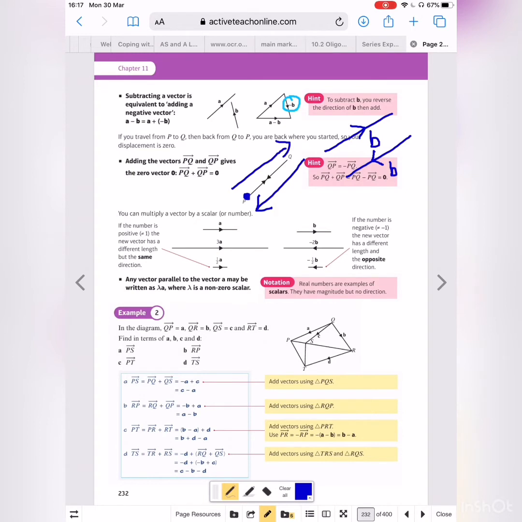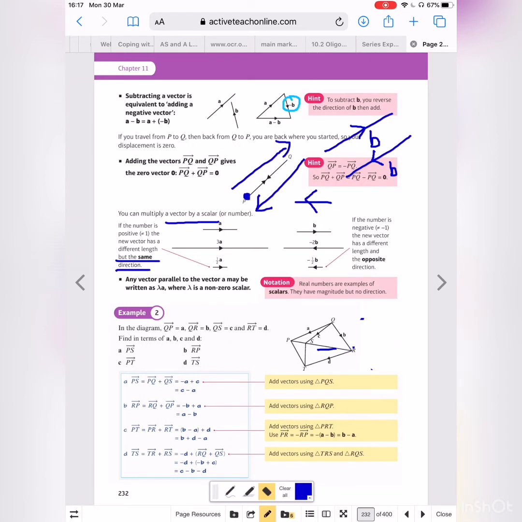You can multiply a vector by a scalar. That just means because it's got a magnitude, if you know that your magnitude is 2, you can times that by 2, which would give you a magnitude of 4. That would be in the same direction. It always says, but the same direction. It's just changed length. If the number is negative, as we said, you just put your arrow the other way.